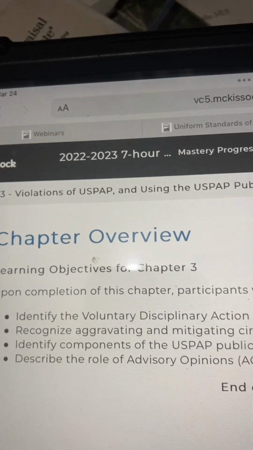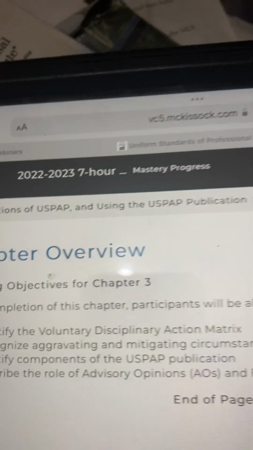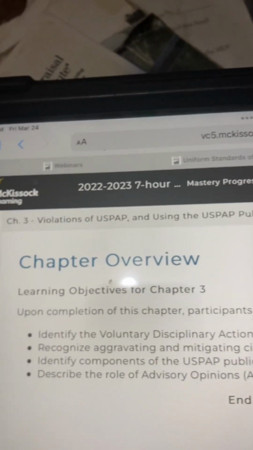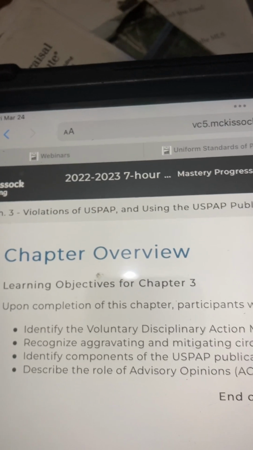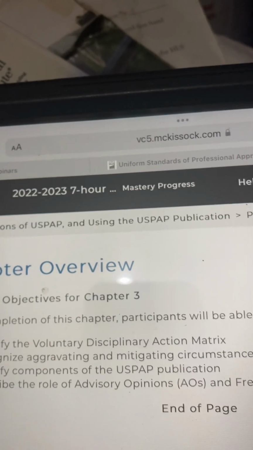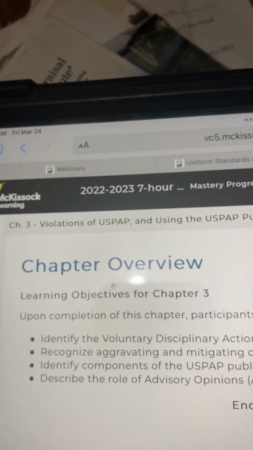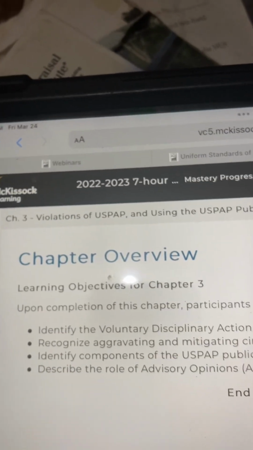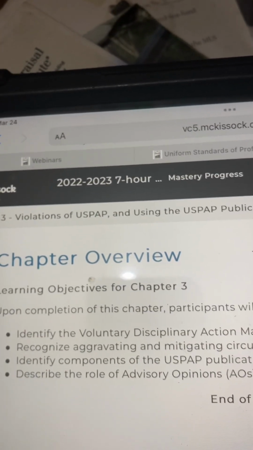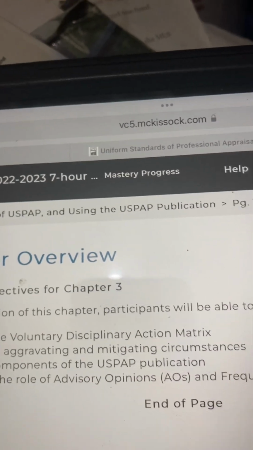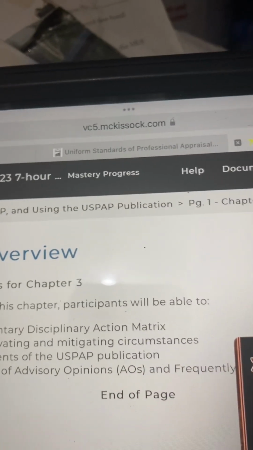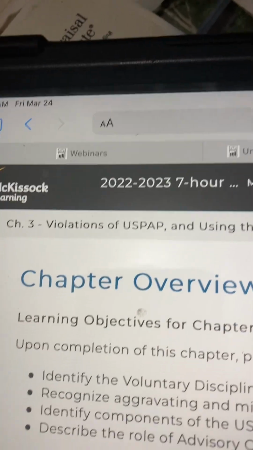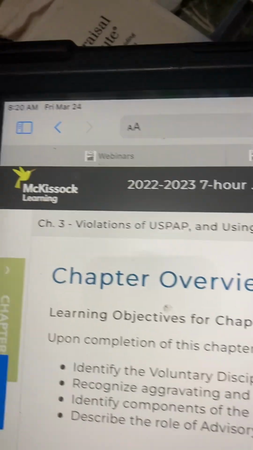Upon completion of this chapter, participants will be able to identify the voluntary disciplinary action matrix, recognize aggravating and mitigating circumstances, identify components of the USPAP publication, describe the role of advisory opinions, A and O's, and frequently asked questions, FAQs. End of page.